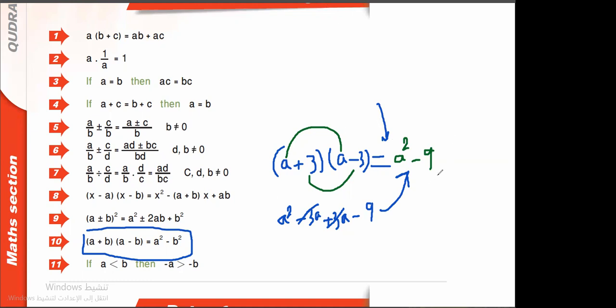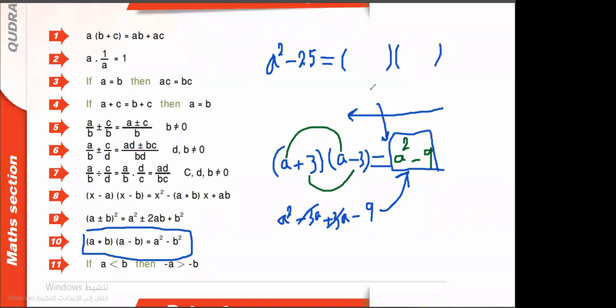Okay, now I give you the last example, how to factor. If I have, look here, now I change the direction from right to left. How do you factor from right to left? If I have a square minus 25, how do I factor this problem? You put here two brackets, right? Then what do I write here?